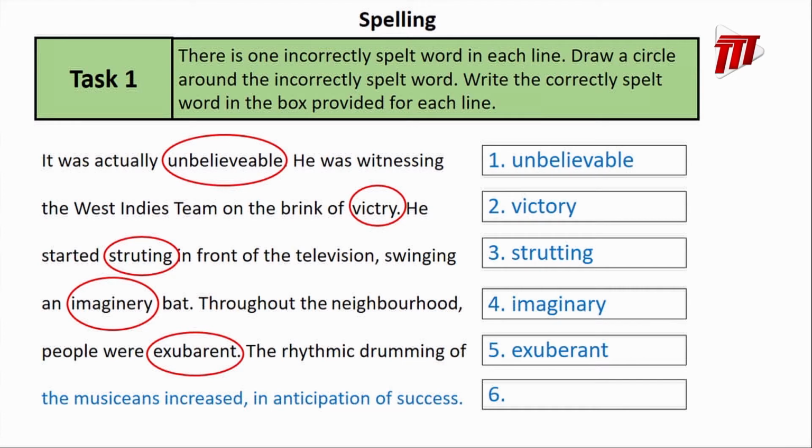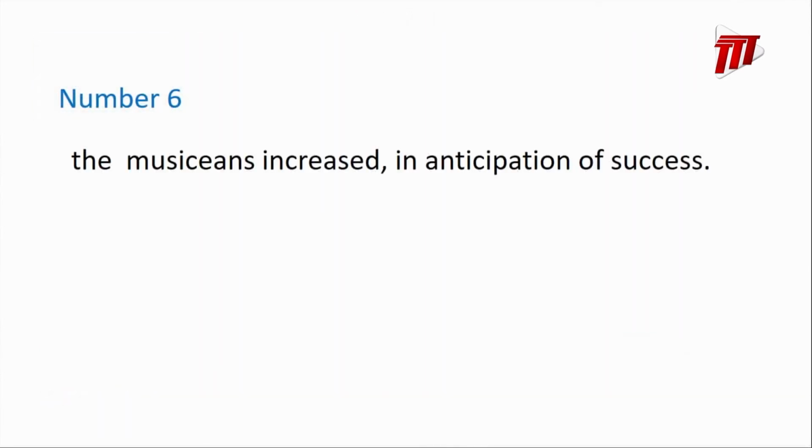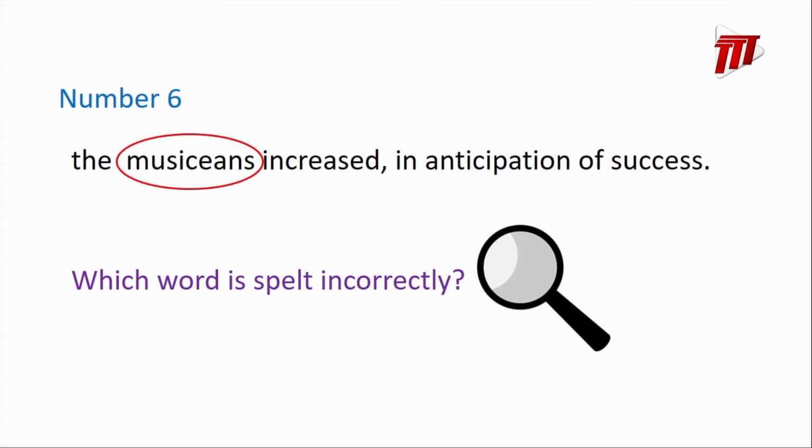We're on our last line of this spelling task. You're doing really well. The musicians increased in anticipation of success. Are you seeing the word that's incorrectly spelled? Look at the line carefully. Which word in that last sentence is incorrect? You want to have all 12 marks. Yes, musicians.